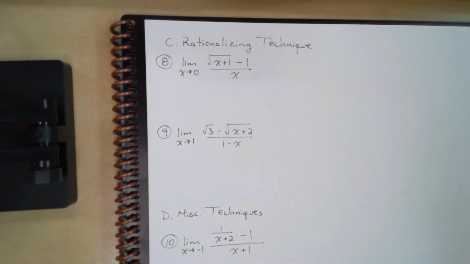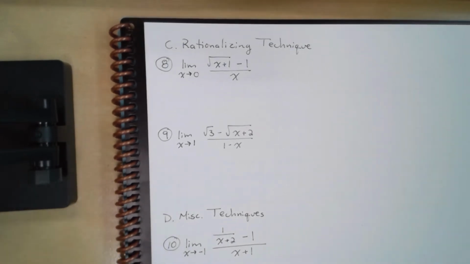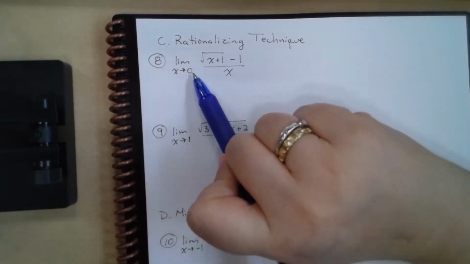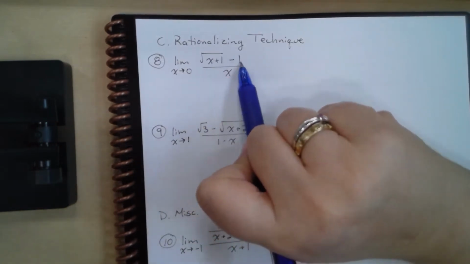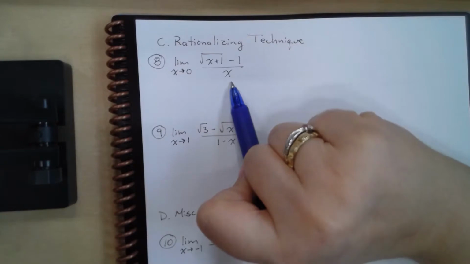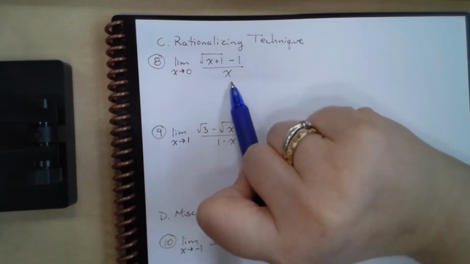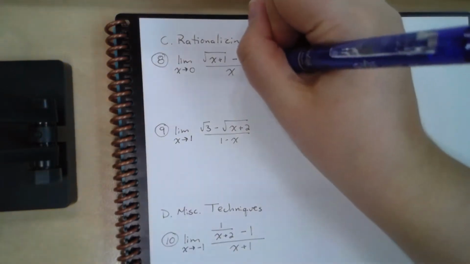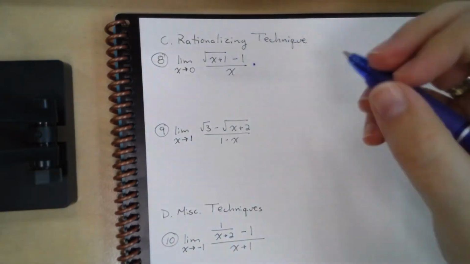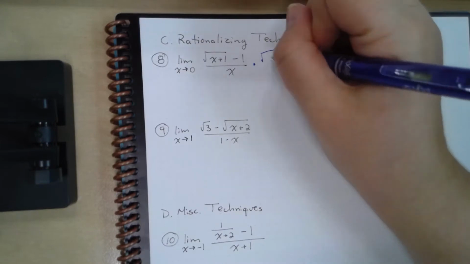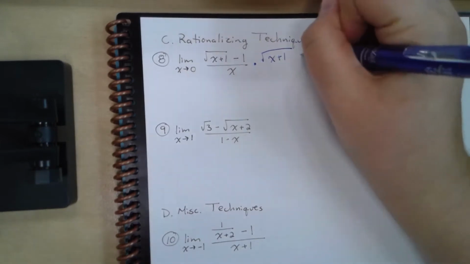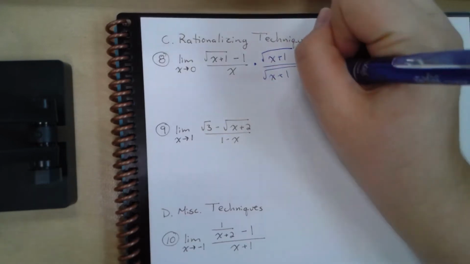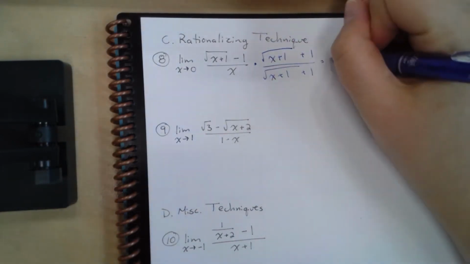We can also do another technique called the rationalizing technique. So here, if we want to find the limit as x approaches 0, we put in 0, we're going to have radical 1 minus 1 over 0. Well, that's not going to work out. This is undefined. So to rationalize this, we are going to multiply our numerator and our denominator by the conjugate. So we're going to multiply by the square root of x plus 1 plus 1 over the square root of x plus 1 plus 1. Of course, we have to do it to the top and the bottom.